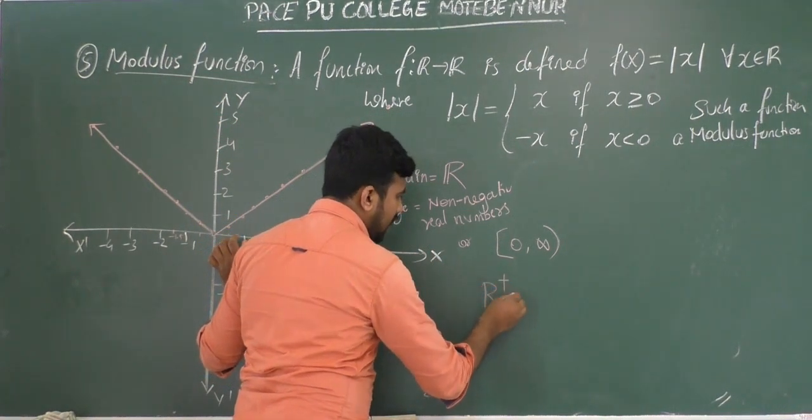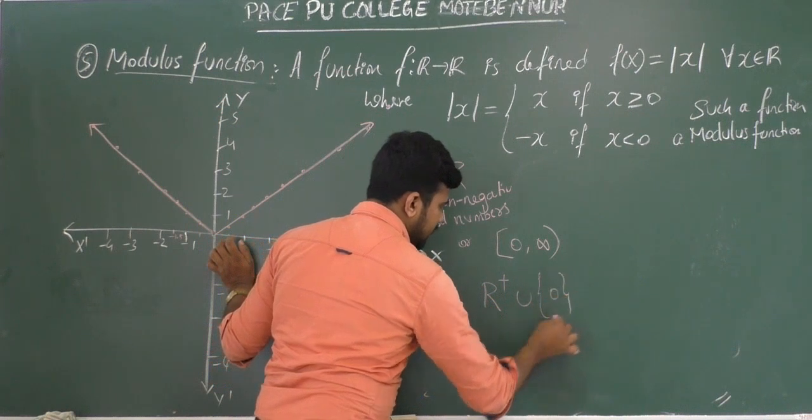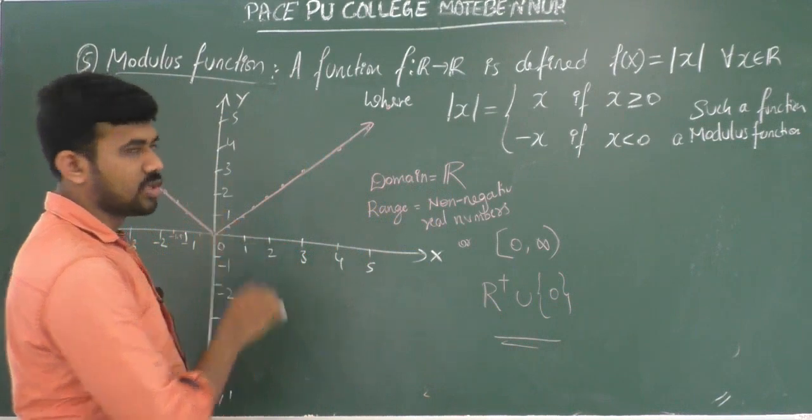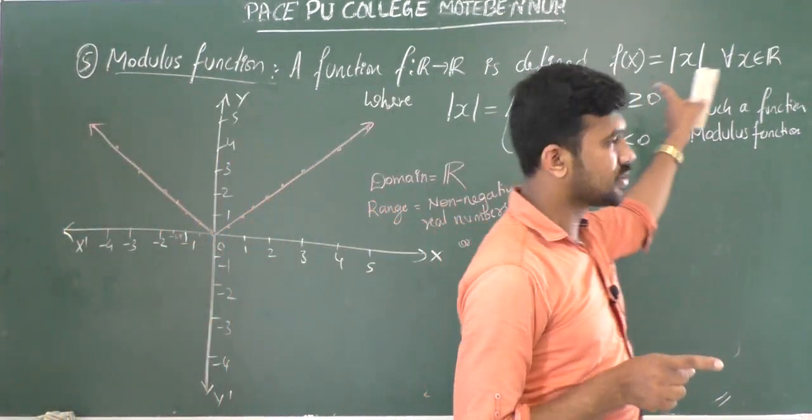Or we can write R plus, positive real numbers, union the set containing 0. This is the graph of your modulus function. Very simple. They will ask for 5 marks: define the modulus function. You should write in full.